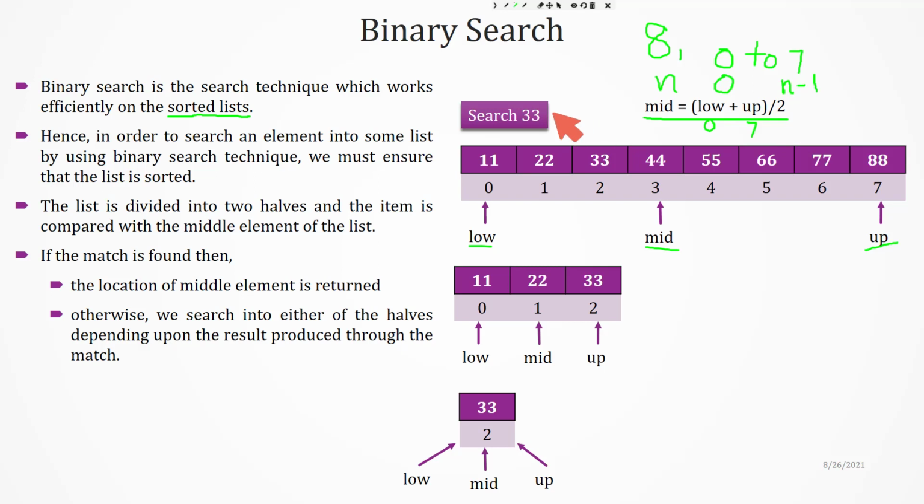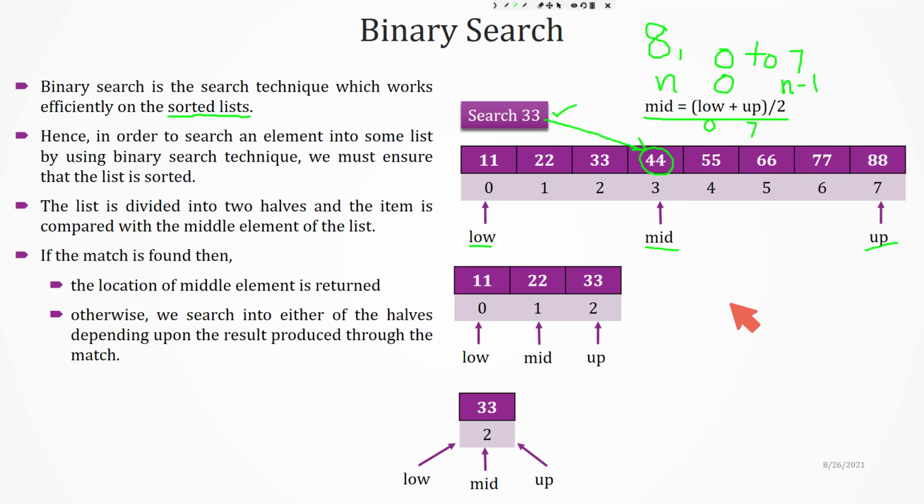Imagine the element to be searched is 33. Here I have a middle element, which is 44. First we compare 33 and 44 to check whether they are equal. Listen carefully: 33 and 44 are not equal.